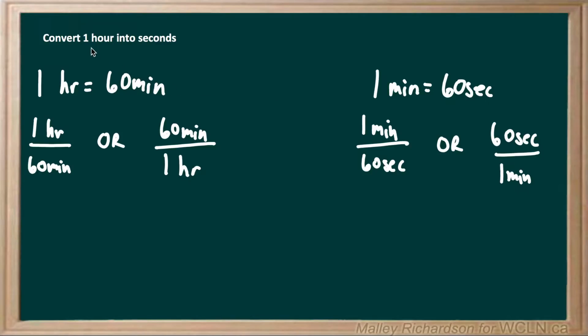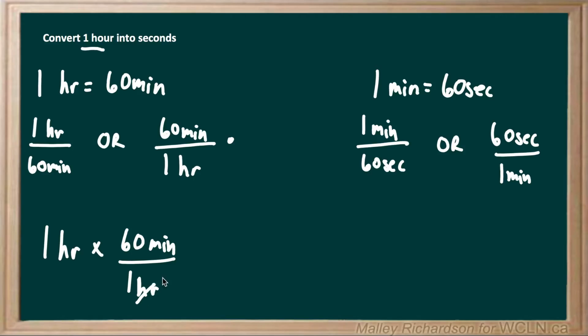So we want to convert 1 hour into seconds. We always start with a number that we're converting. So we have 1 hour. And now we want to multiply this by our conversion factor of hours to minutes. Because we want to cancel out hours and we have hours on top, we want to use the conversion factor with hours on the bottom. So that means we are going to use 60 minutes over 1 hour. So we multiply 1 hour by 60 minutes per hour.